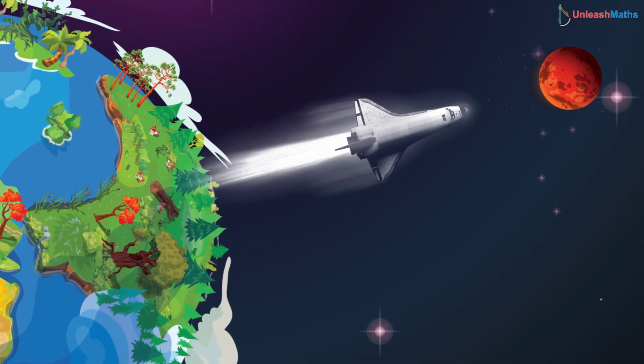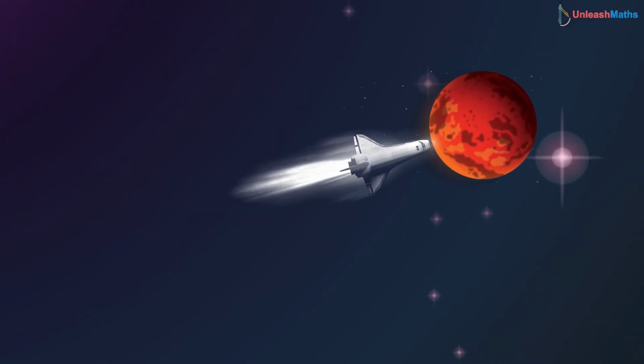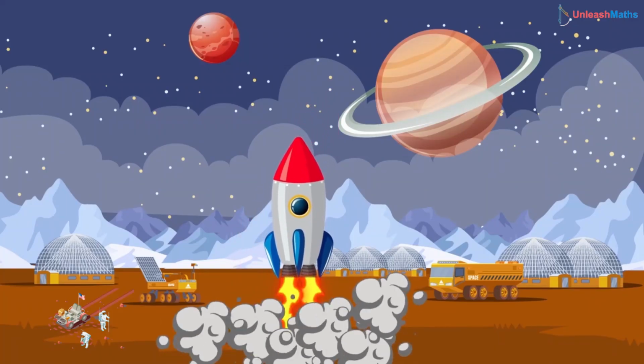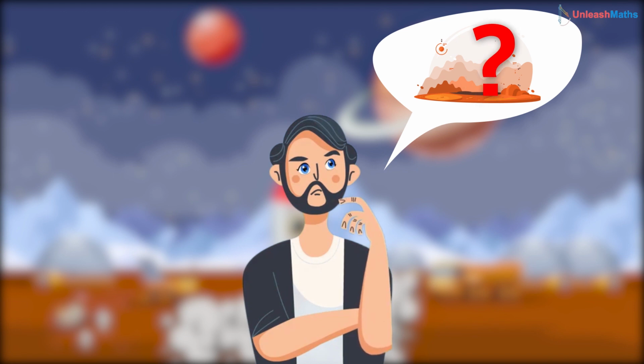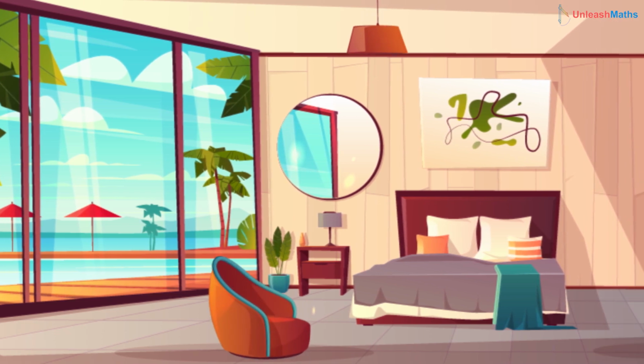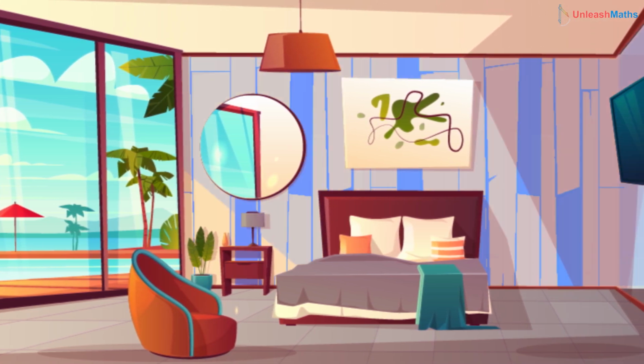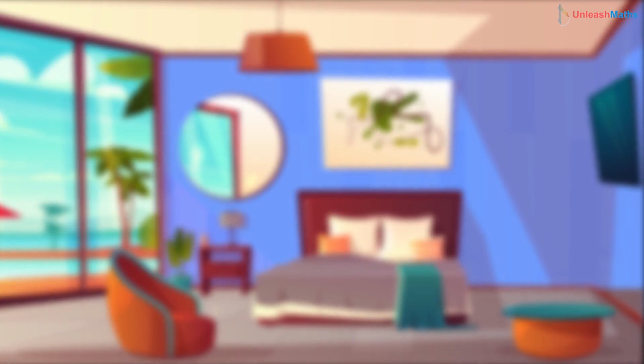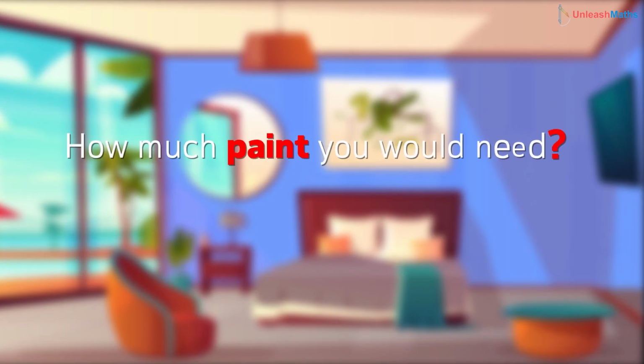In another 50 years, you will hopefully be able to go to Mars and buy a plot of land. But how will you decide what plot of land would be enough for you on Mars? If you want to make your room look nice and beautiful and decide to paint the walls blue, how would you decide how much paint you would need?